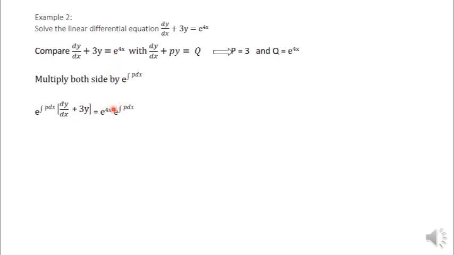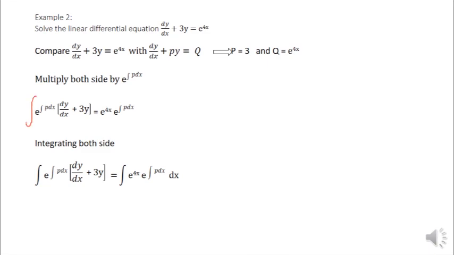Now integrating both sides, we have this expression, integral of this, integral of this, and the integral of this, and this is exactly what we have here. Now it's necessary for us to draw out what the value of integral of p dx is. That's how I draw it out here. So we have the integral of p dx equal to what? 3x. Don't forget we have our p, which is equal to 3. So that's how we have integral of 3 dx here, which is equal to 3x. Now after we substitute our value for integral of p dx, we integrate.